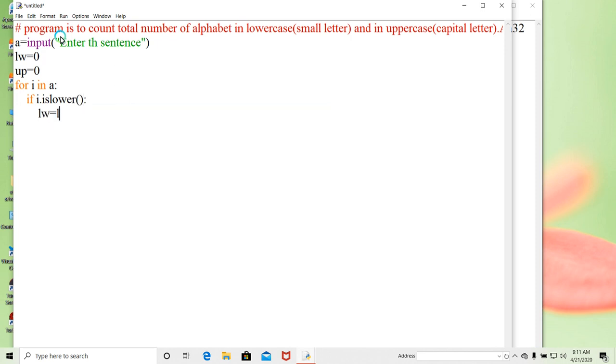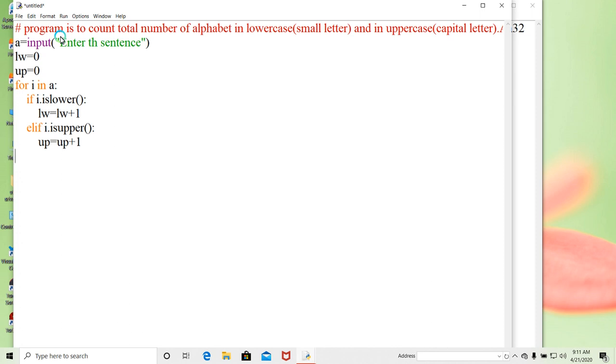LW value I will increase, LW plus 1, else, and here not else, here we have to use elif. Why we will not use else? Because maybe a number will also come, and it will also be counted as uppercase. So what will I use here, elif I dot isupper. If the condition is true, then UP is equal to UP plus 1. Only that much we have to do, else no need, so no need to write else here.